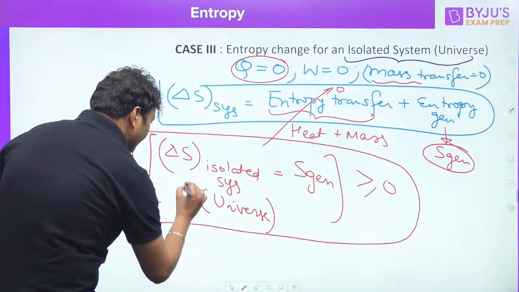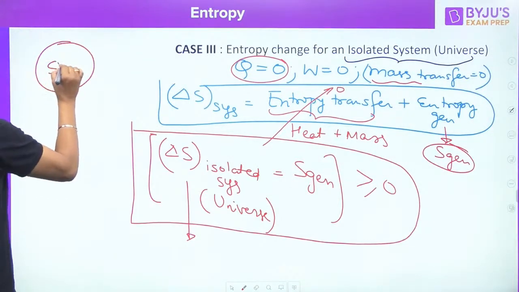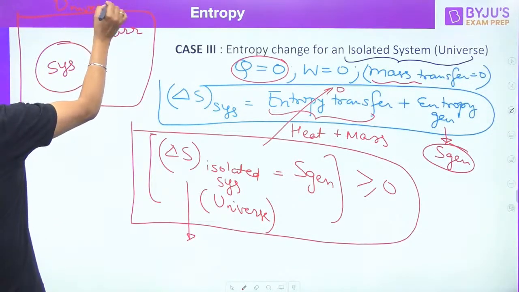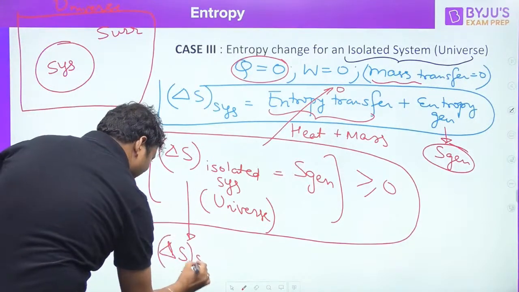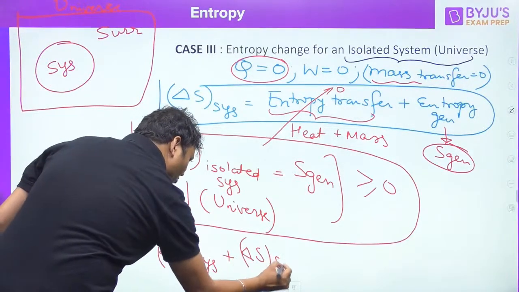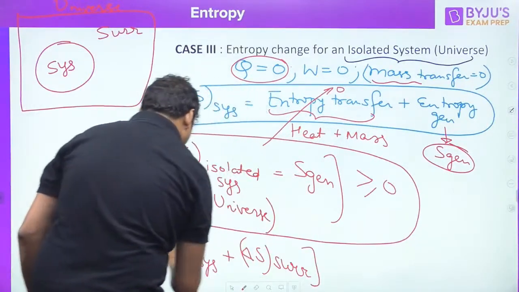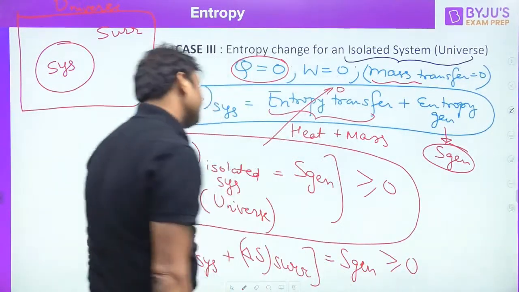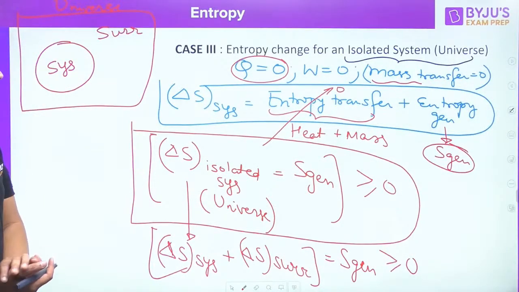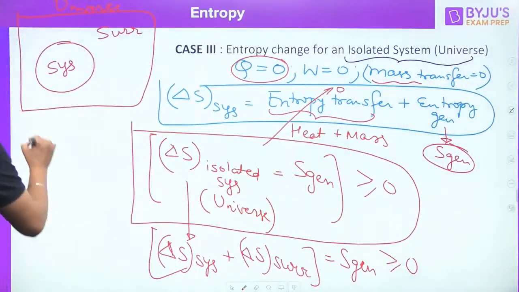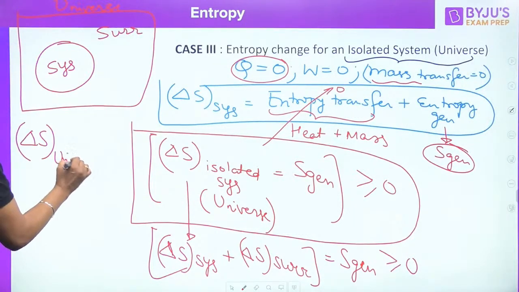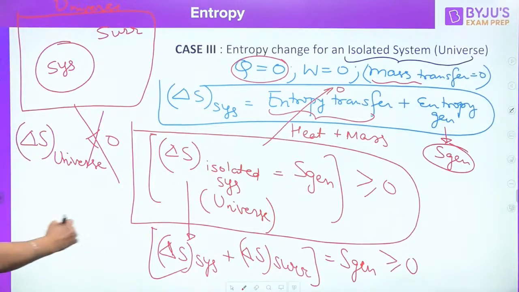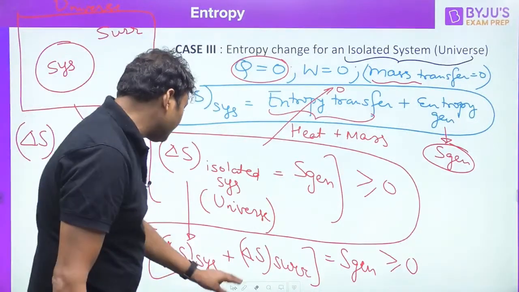What is entropy change for the universe? What is the universe? There is a system, there is a surrounding, and system plus surrounding together make the universe. So we can say change in entropy for the system plus change in entropy for the surrounding, that is equal to entropy generation, should always be greater than 0. That is how entropy change for an isolated system can never be negative. Entropy change for universe cannot be negative. That is not possible.